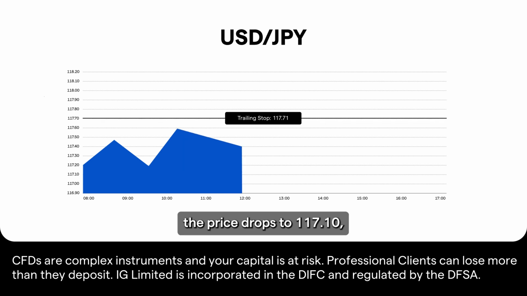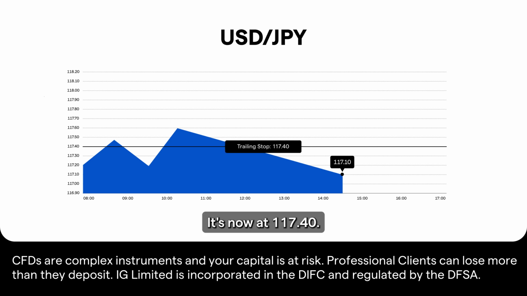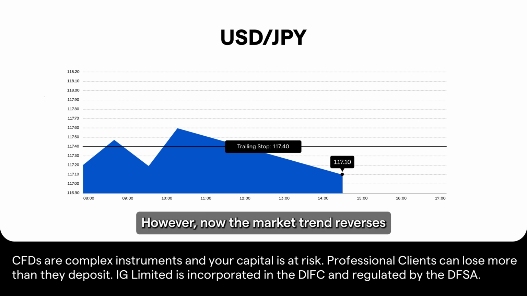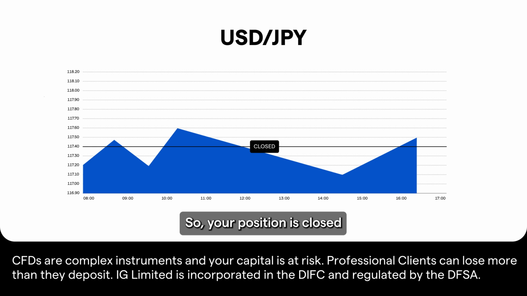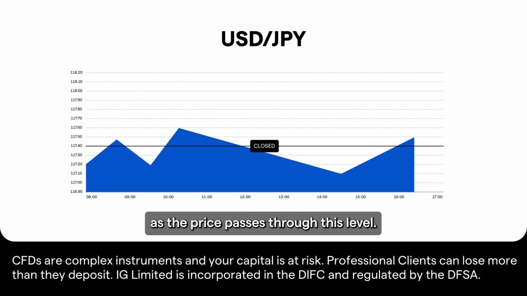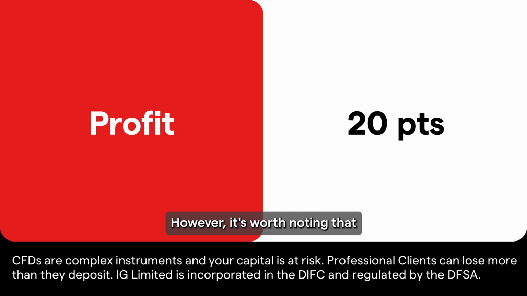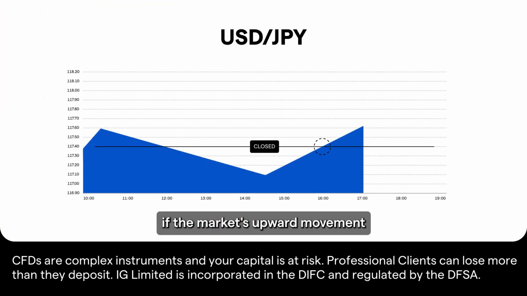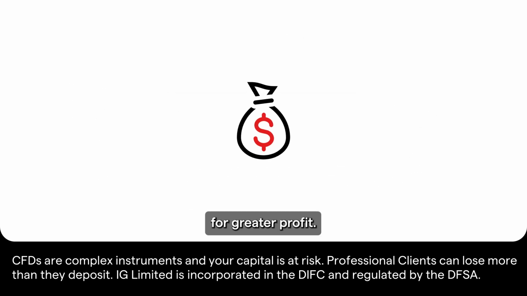The price drops to 117.1 and your stop loss has followed it. It's now at 117.4. However, now the market trend reverses and the price rises to 117.5. Your stop, however, remains at 117.4. So, your position is closed as the price passes through this level. That stop has protected a profit of 20 points for you. However, it's worth noting that if the market's upward movement turns out to be temporary, you may have missed out on an opportunity for greater profit.